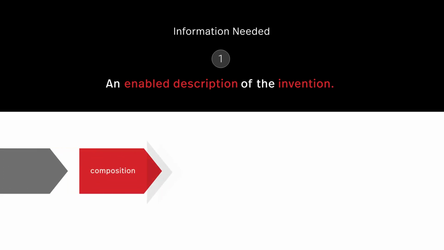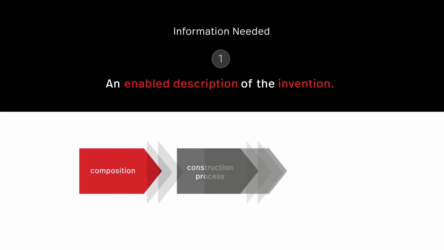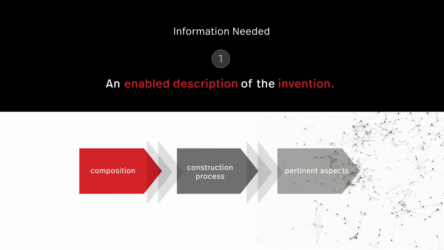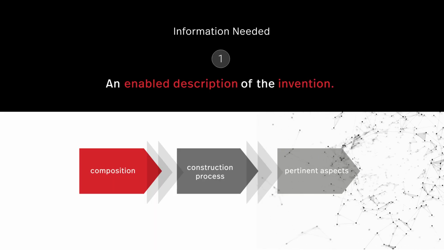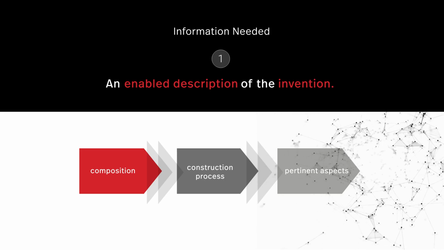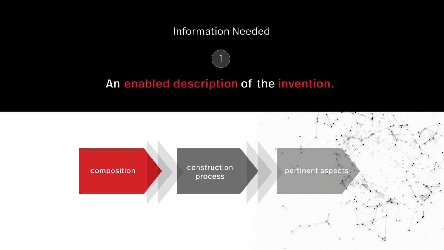Here is the information needed by the CRI for each invention via the portal. An enabled description of the invention. An enabled description refers to a comprehensive and play-by-play account of the invention, including its composition, construction process, and other pertinent aspects. The aim is to provide a step-by-step portrayal that allows individuals well-versed in the field to recreate the invention without encountering undue difficulties or the need for extensive experimentation.